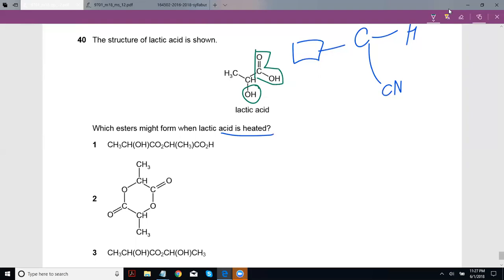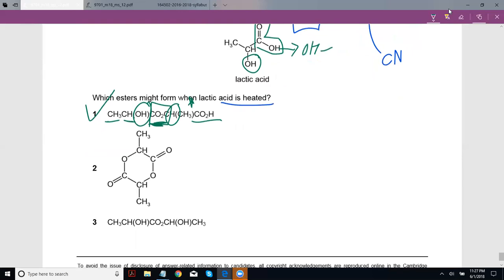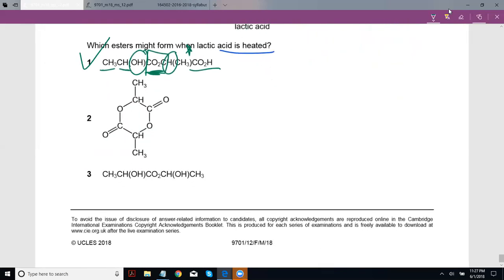And the chain is basically CH3, CH, the OH here, and there's a carboxylic acid, and here is the ester linkage. And it's with CH, it has a CH3, it has a carboxylic acid. I believe 1 is fine, because what's basically happened with 1 is that this has bonded with the OH of another molecule of lactic acid. Maybe drawing it out would help. I'm a little too lazy to do it at the moment.